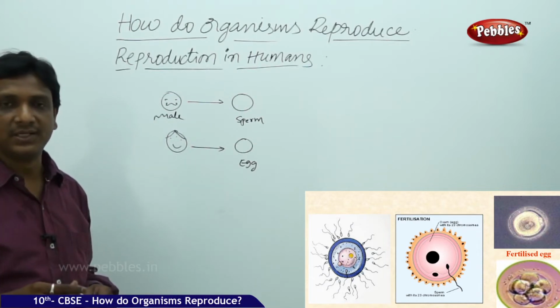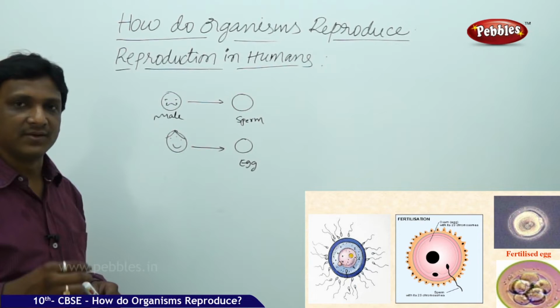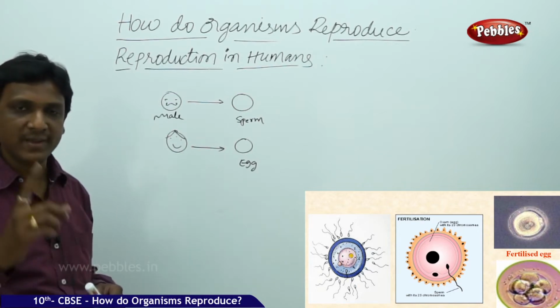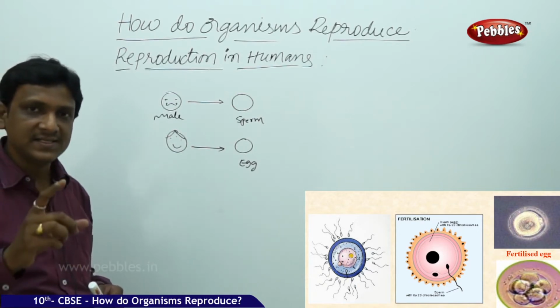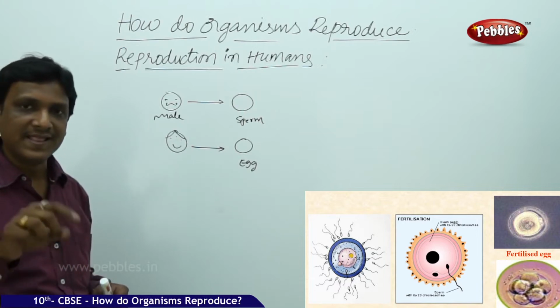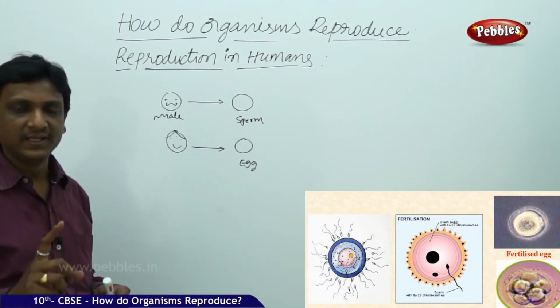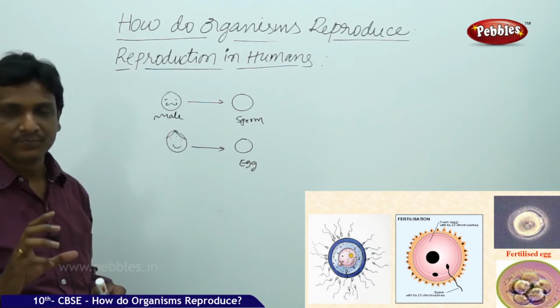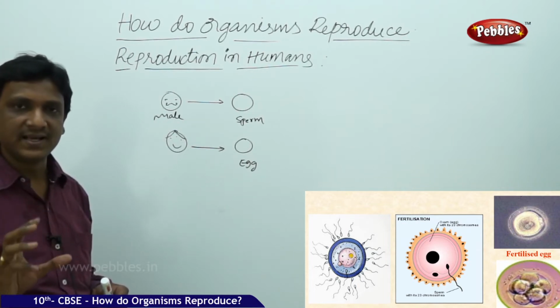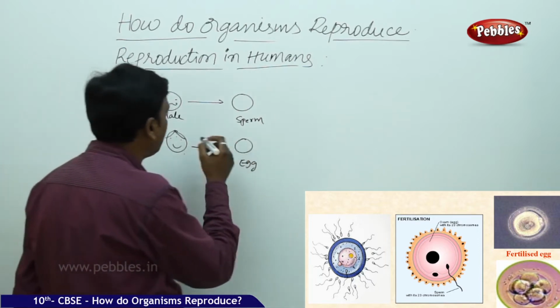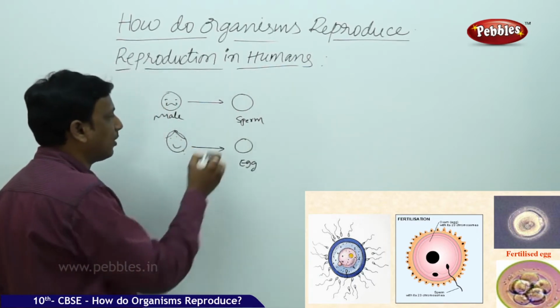In the case of some animals, the fusion takes place in the environment. Like in frogs, the male frog and female frog release their cells into the water, and in the water the male cell fuses with the female cell and an egg is formed. But in most cases, higher animals including human beings, fertilization takes place in the body of the female.